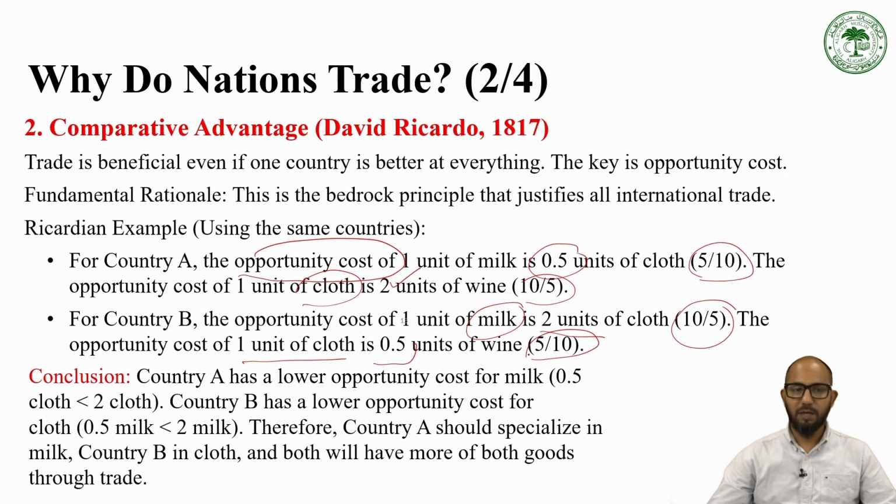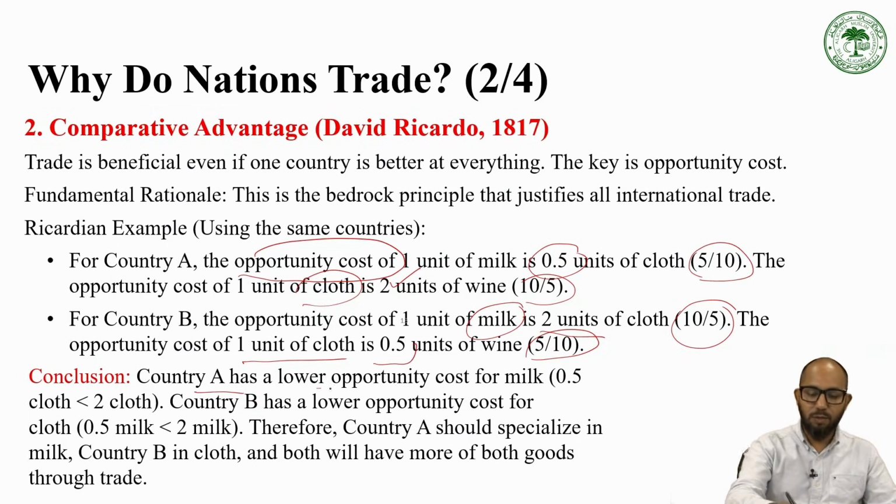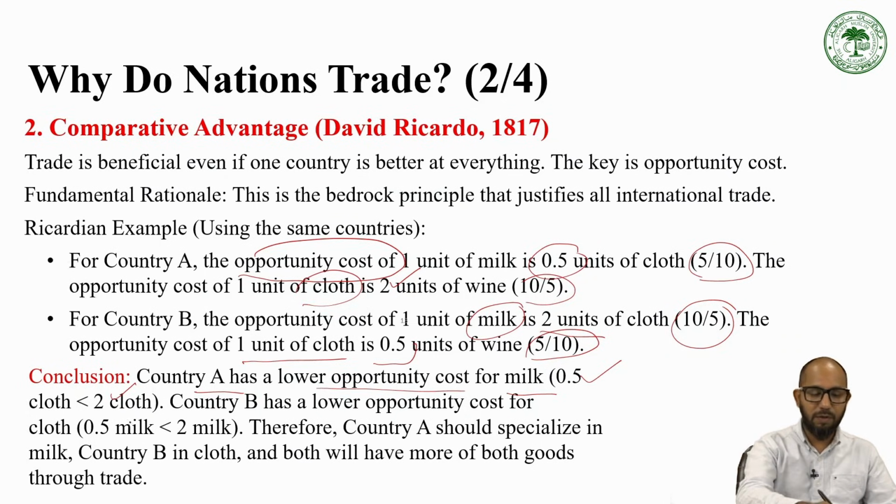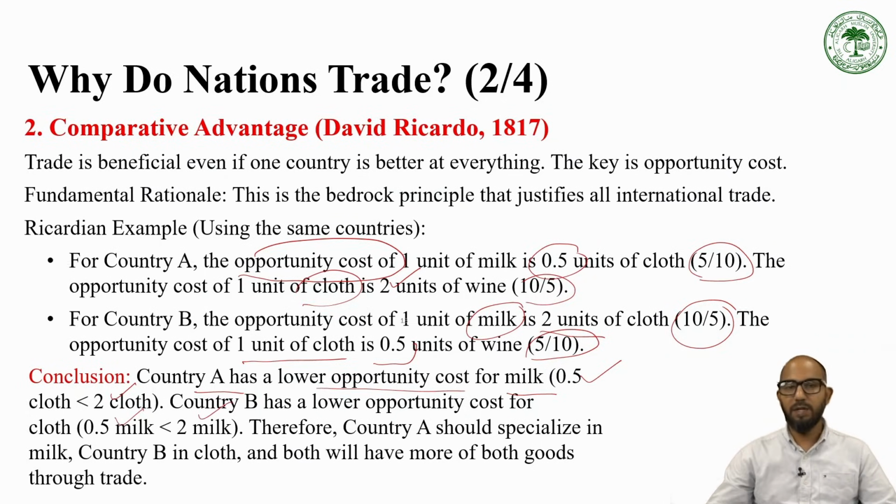What can we conclude? We can easily see that country A has a lower opportunity cost for milk, because 0.5 is less than 2 for cloth, and country B has a lower opportunity cost for cloth, because 0.5 is less than 2 for milk. Therefore, country A should specialize in milk and country B in cloth, and both will have more of both goods through trade.